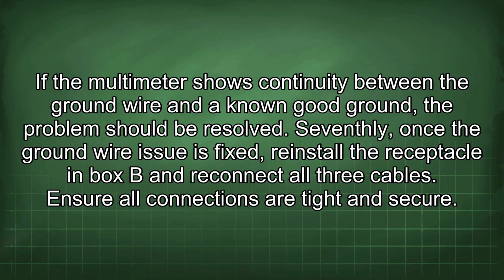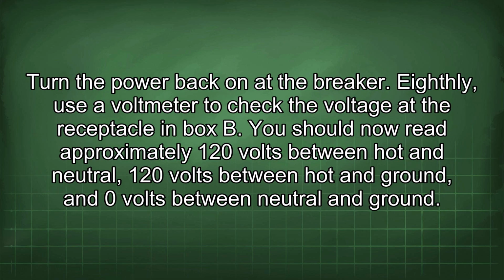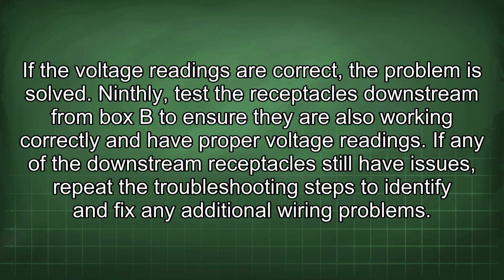Seventhly, once the ground wire issue is fixed, reinstall the receptacle in box B and reconnect all 3 cables. Ensure all connections are tight and secure. Turn the power back on at the breaker. Eighthly, use a voltmeter to check the voltage at the receptacle in box B. You should now read approximately 120 volts between hot and neutral, 120 volts between hot and ground, and 0 volts between neutral and ground. If the voltage readings are correct, the problem is solved.